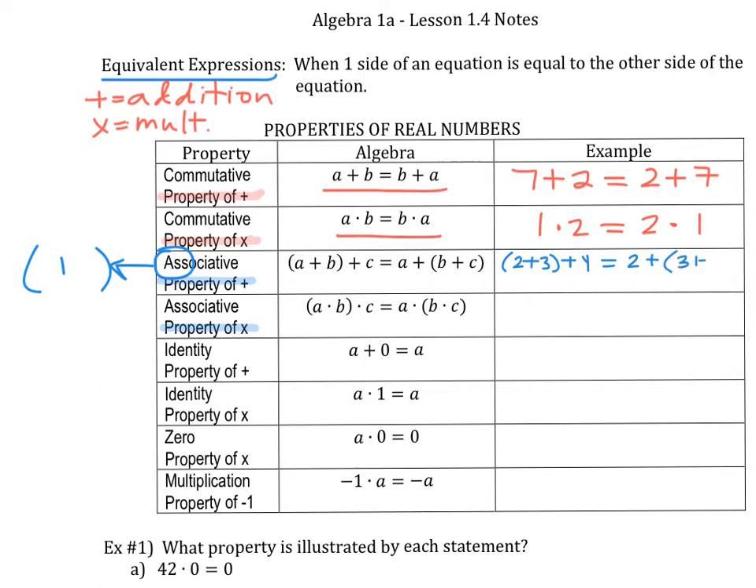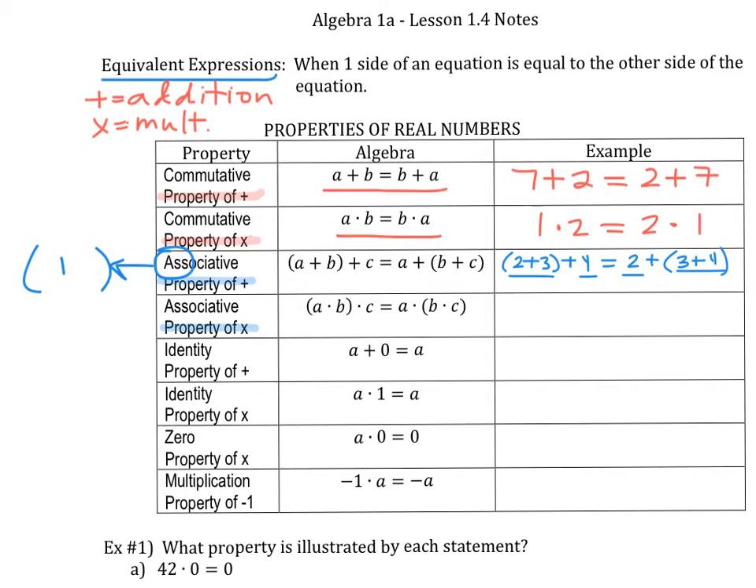Parentheses 3 plus 4. So in other words, I can say 5 plus 4 is 9, or I can say 7 plus 2 is 9. Okay, you're just doing it in a different order. If you follow the rules of PEMDAS, you would do the parentheses first. It doesn't matter which side you do, you will still get 9. So that's the associative property of addition.